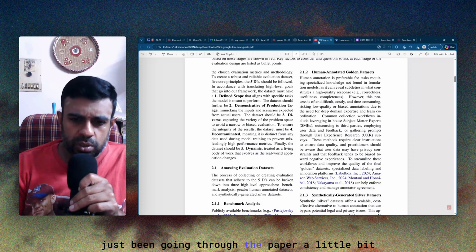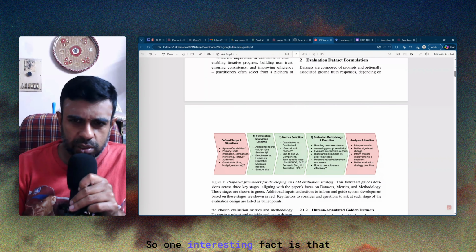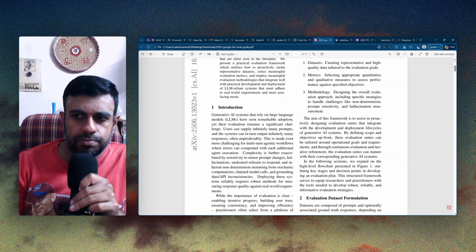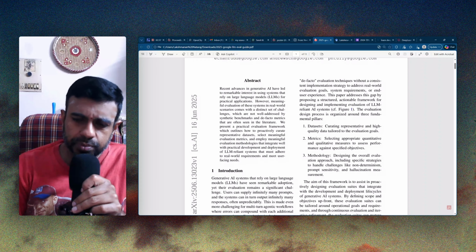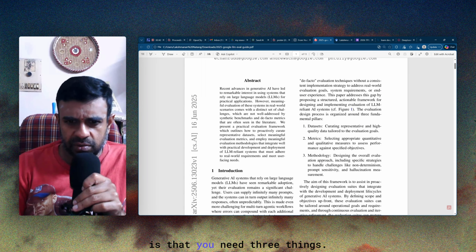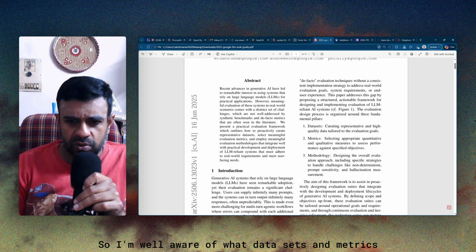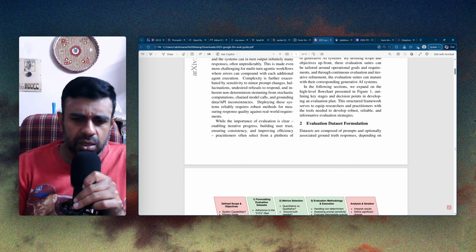So I've been going through the paper a little bit now, at least getting some idea about it. One interesting fact is that, from the podcast, I think what it's trying to say is that in order to evaluate LLMs and LLM-based applications, you need 3 things: data sets, metrics, and methodology. I'm well aware of what data sets and metrics are. Methodology, it'll be interesting to see what it tries to say there.